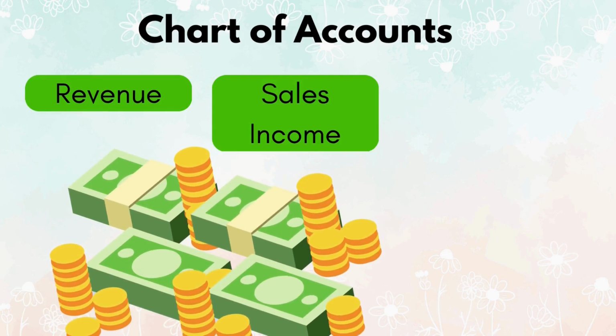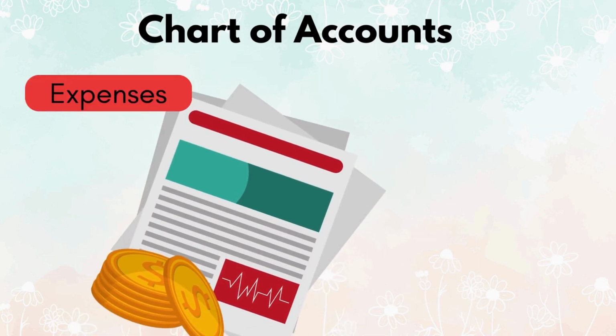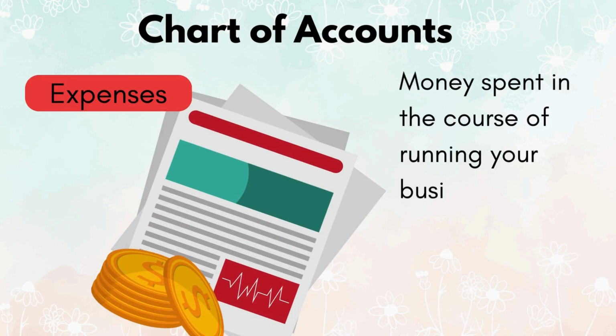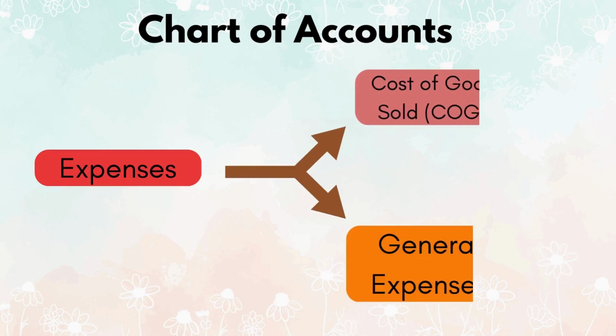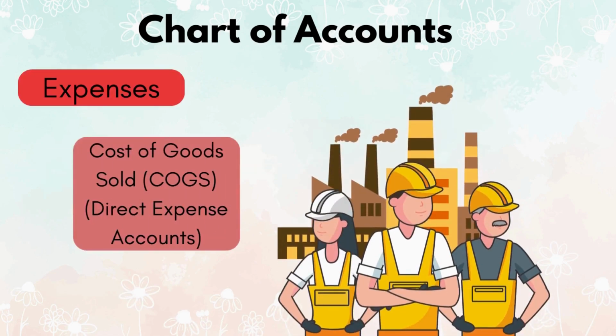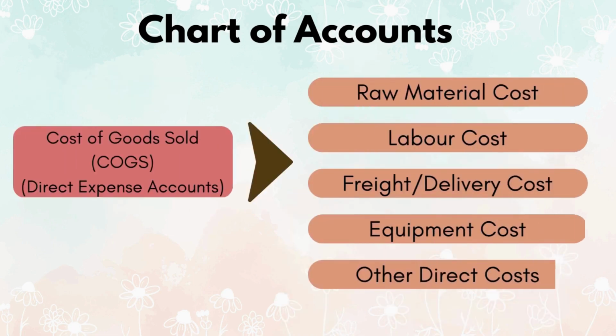Other account categories include income, that is accounts for monies you earn from sales of your products or services. Expenses, that is accounts for monies you spend to run your business. Your expenses are further separated into two broad categories, that is cost of goods sold accounts or direct expense accounts and indirect expense accounts, also known as general expenses.